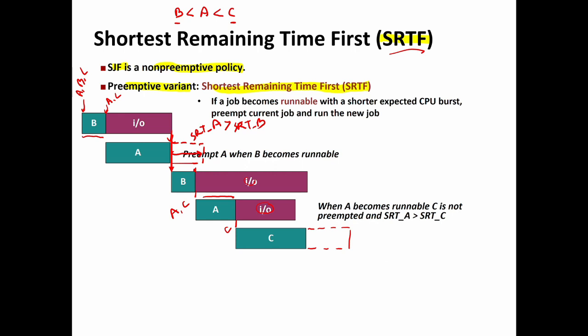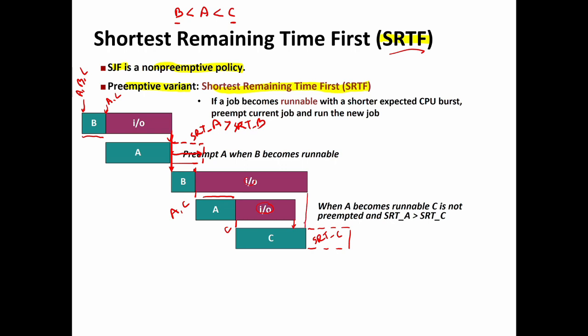So at this time, A returns back to the ready queue first. Now when A returns back, the scheduler checks again. It checks the shortest remaining time of C against the remaining time of A, and if you remember, the remaining time of A was way larger than this, so it says, okay, let's go on with C.